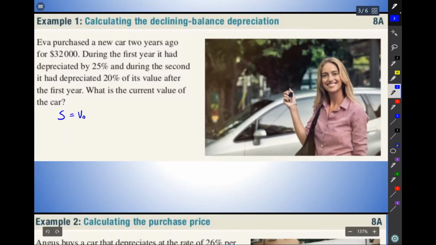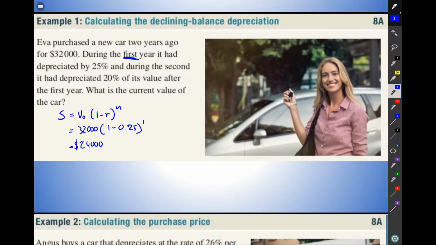So all we have to do is use our formula, where V0 is the initial value, R is the interest rate, and N is the number of time periods. In this case, we're only calculating it for the first year, so N is just 1. And if you put that into your calculator, the answer is $24,000. So that's how much the value has depreciated after 1 year.